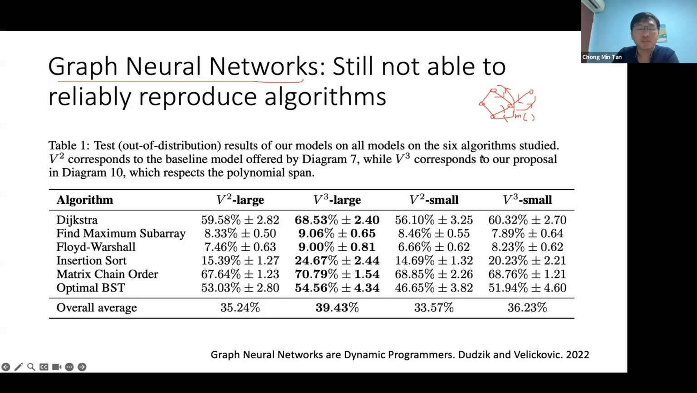They try to use this to solve dynamic programming, which is naturally a recursive algorithm. And I just want to show you this paper by Dudzik and Veličković. They tried to use graph neural networks to do recursive things. And I think the best performance is maybe about 39% average accuracy when it comes to approximating an algorithm.